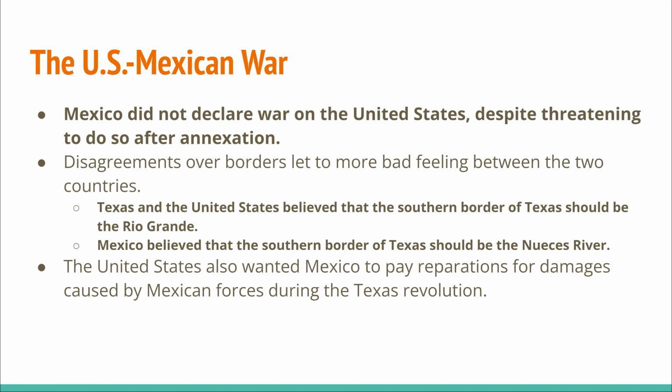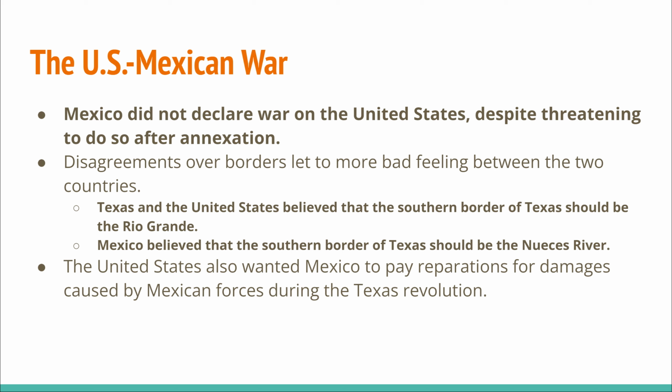That's going to bring us around to the U.S.-Mexican War. In the U.S.-Mexican War, Mexico does not declare war on the United States, despite them threatening to do so after annexation. Many of the biggest problems before the U.S.-Mexican War starts is that the United States and Texas do not agree with Mexico on where exactly the border of Texas is. Because remember, Mexico never recognized Texas independence, so they saw Texas as part of Mexico that was just rebelling.